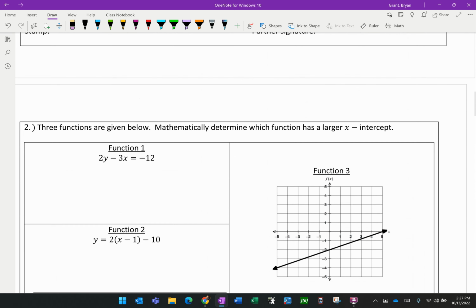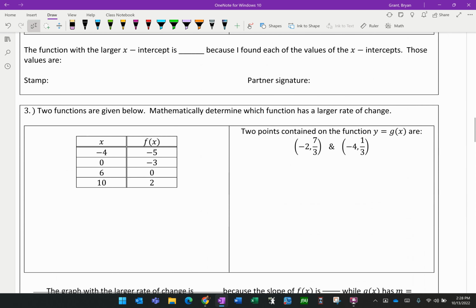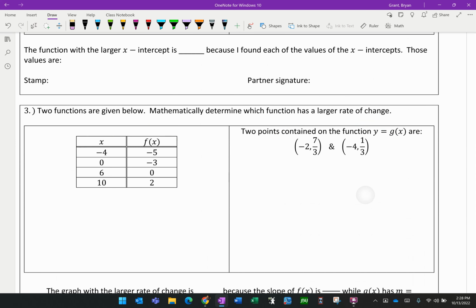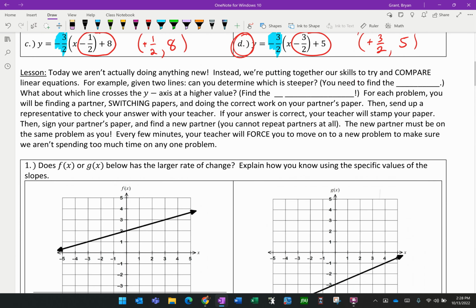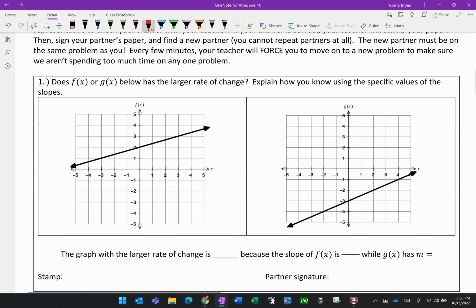However, sometimes you might get one line that's a graph and another that's an equation, or you might get a line that goes between 2 points, just like the opener, and a line that is presented in a table. And we need to be able to compare different features of those lines no matter how they're presented to us. For example, if you're given 2 lines, can you determine which line is steeper? Well, if we're talking about the steepness of a line, that's where you'd have to be able to find the slope.